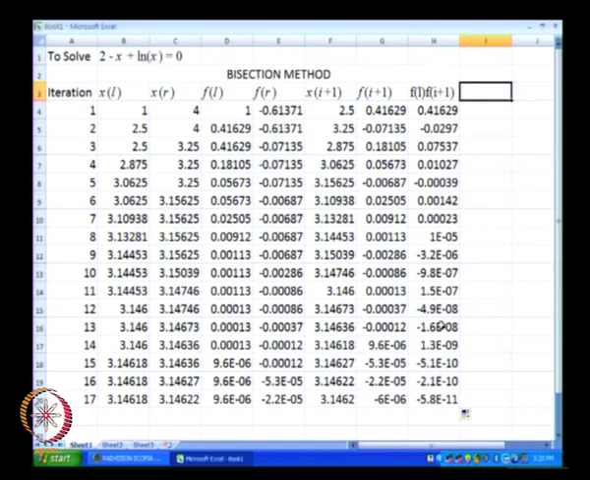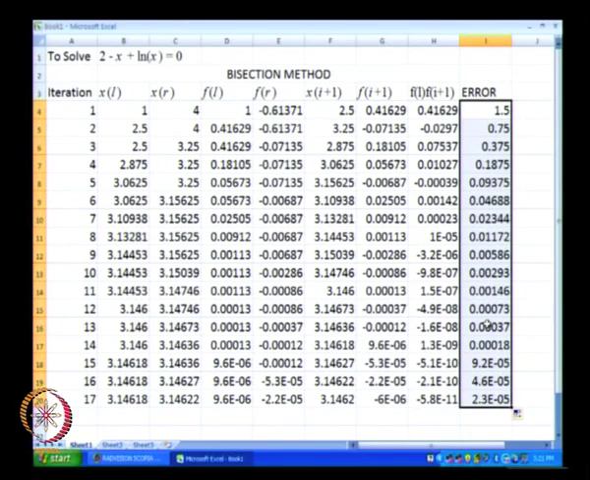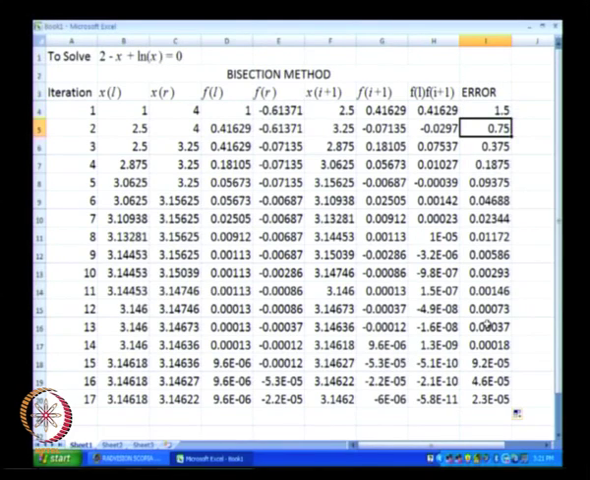And the stopping criterion is the error. Error is, as we had discussed earlier, nothing but the absolute value of the difference between x of I plus 1 minus x of L. So, that is our error, and we just take this and drag it downwards. So, this is how our error changes with each iteration. For the first iteration the error is 1.5, the second iteration error is 0.75, the third iteration error is 0.375, and so on and so forth.